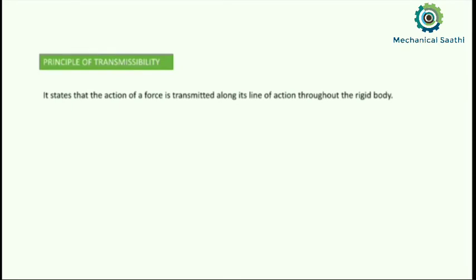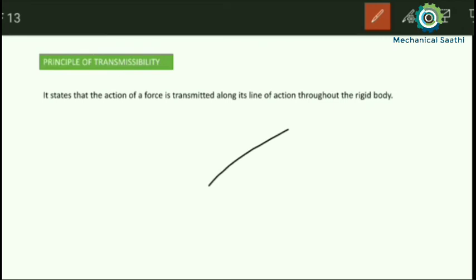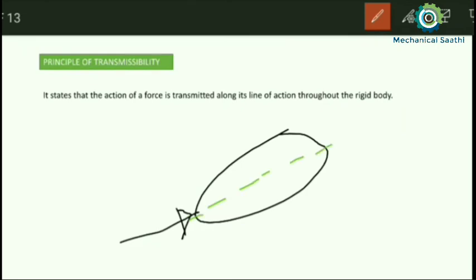It states that the action of force is transmitted along its line of action throughout the rigid body. So what does it mean? If there is any rigid body and any force is being applied to that, then this is the line of action. So let me draw that. This is the line of action of this force. The principle states that the force is transmitted along the line of action throughout the rigid body. So whatever force is being applied on a rigid body, along that line of action it can be transmitted.